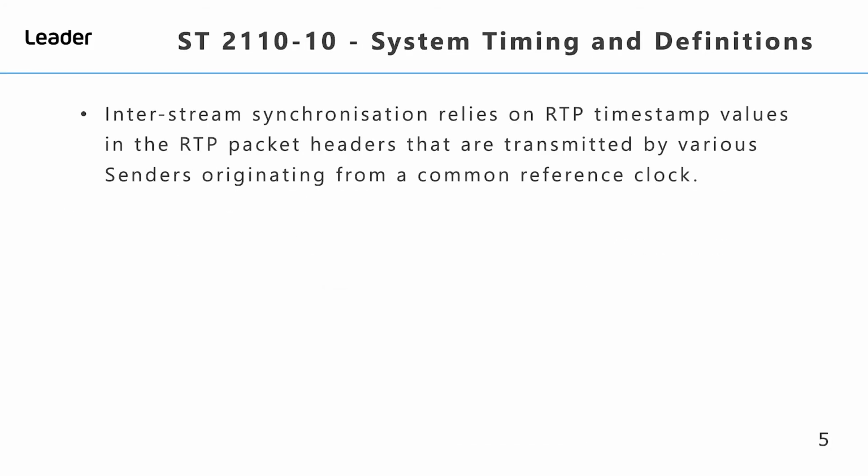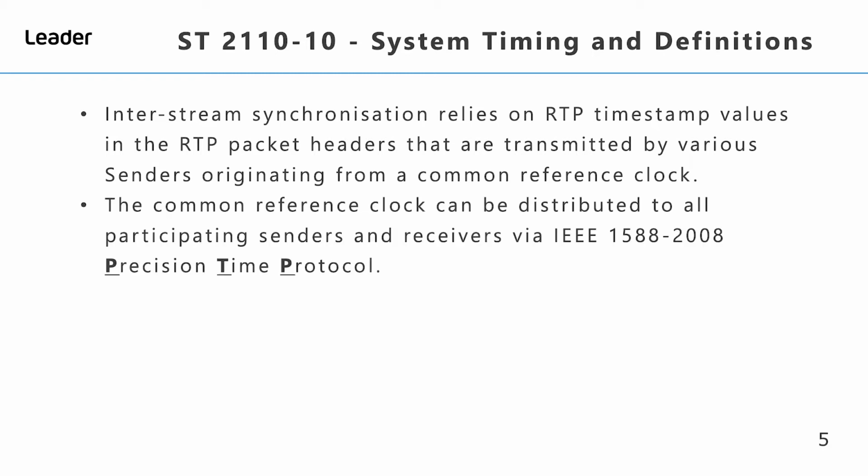In 2110, the video, audio and ancillary data are streamed separately, so these need to be synchronized. Inter-stream synchronization relies on RTP timestamp values in the RTP packet headers, and they are transmitted by various senders originating from a common reference clock. The common reference clock can be distributed to all participating senders and receivers via the IEEE 1588-2008 Precision Time Protocol.